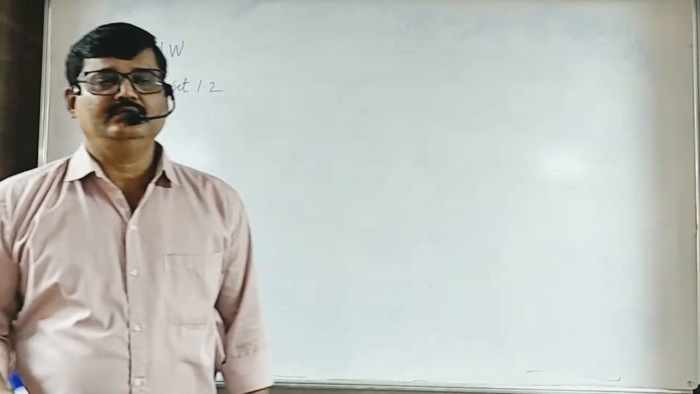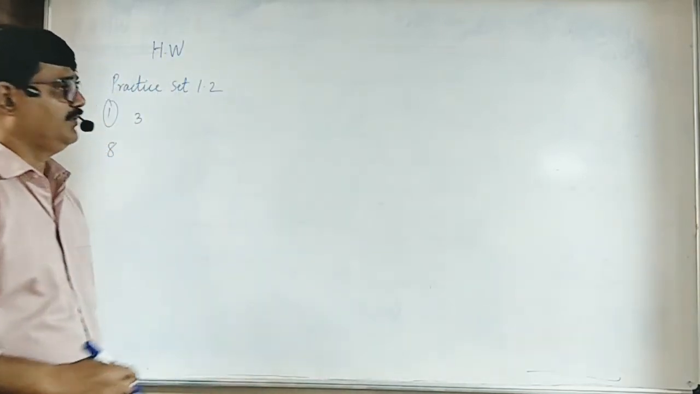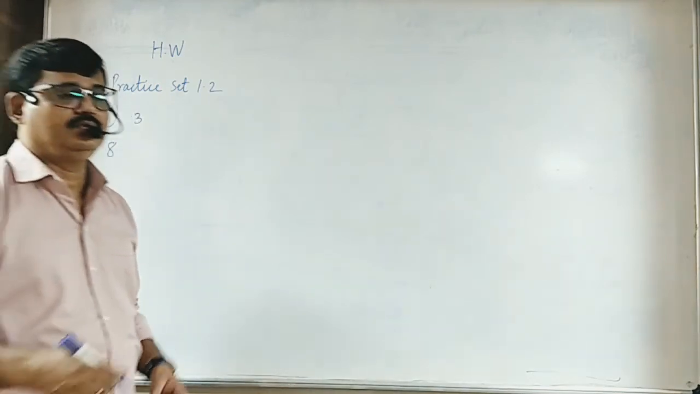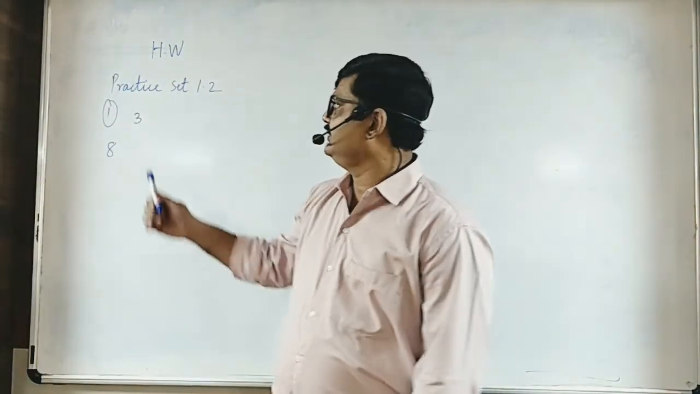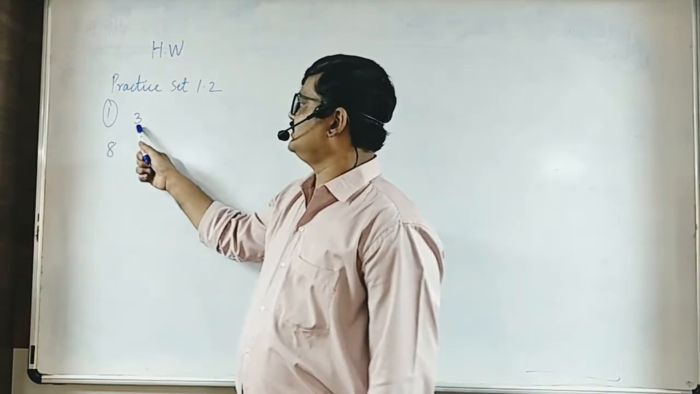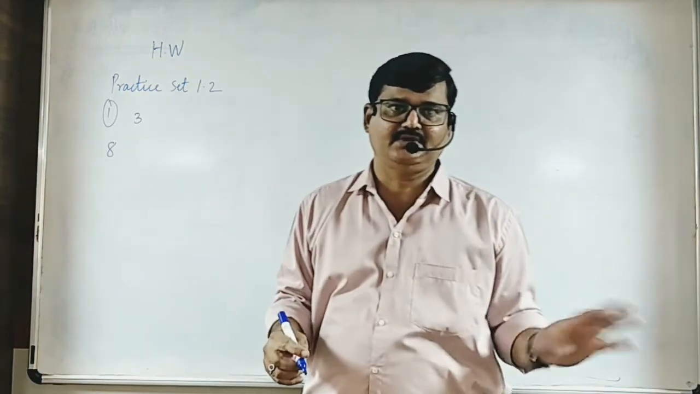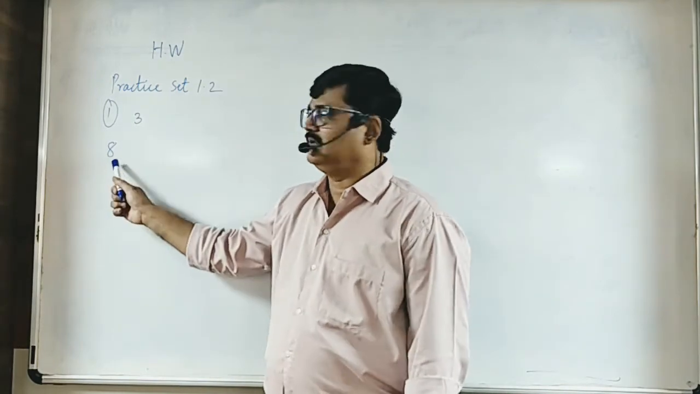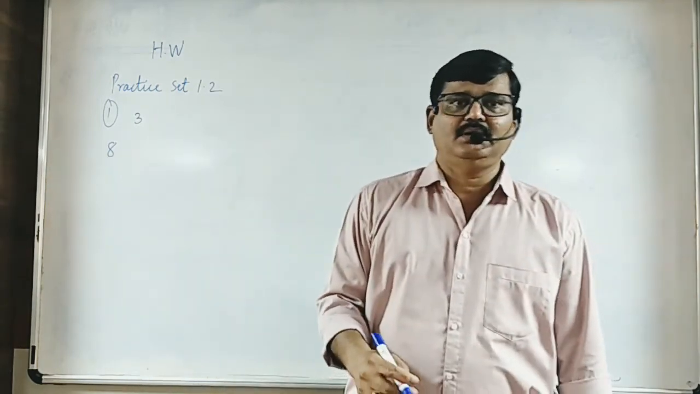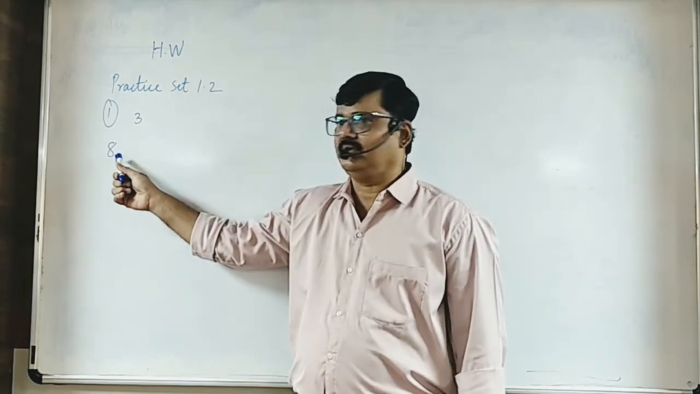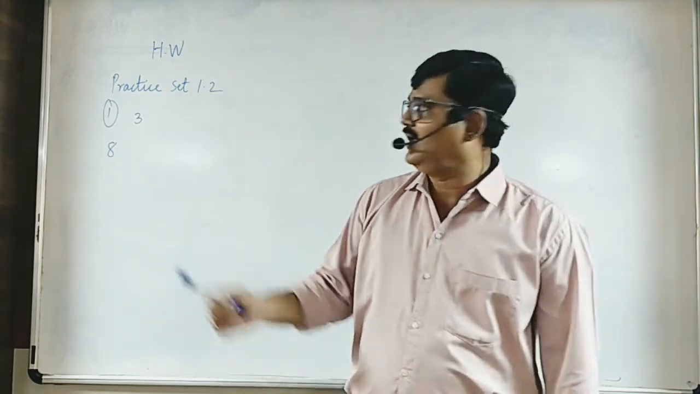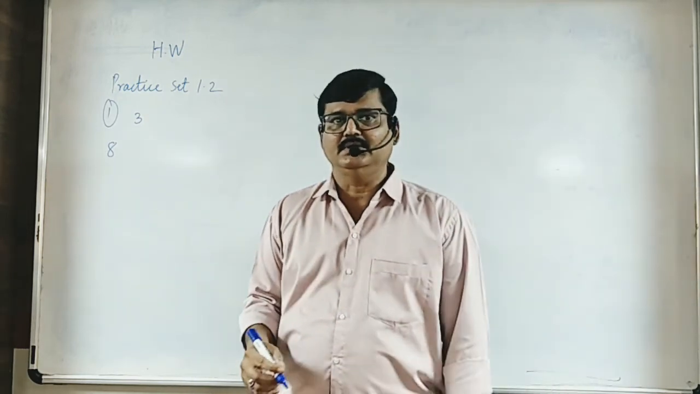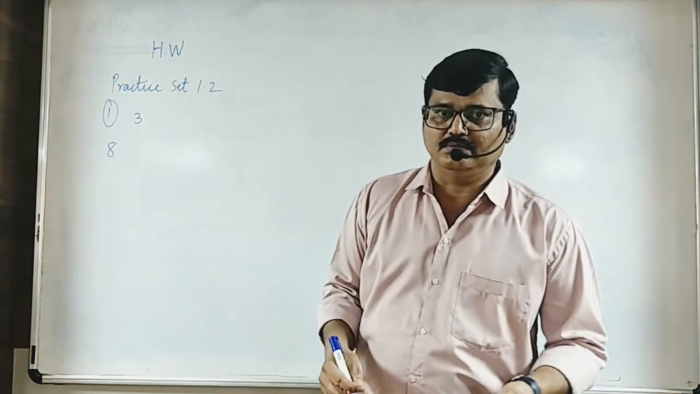Yes students, while doing practice set 1.2, I have not done these two sums. I want you to try them for your homework. That is practice set 1.2, the first question, the third sum. It is similar to the sum I have done, so you try it on your own. And sum number 8 is on the angle bisector property, and the third question is the converse of the angle bisector property. I want you to do all this at home.